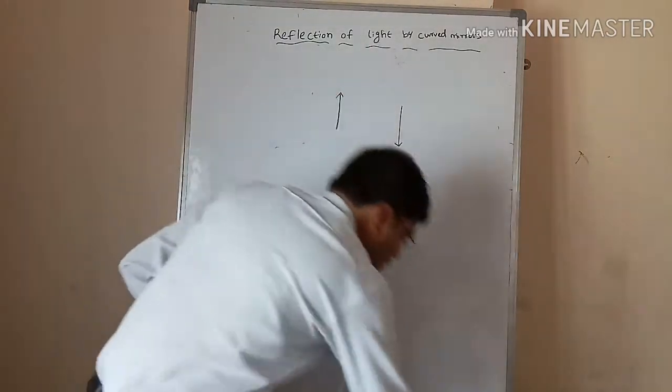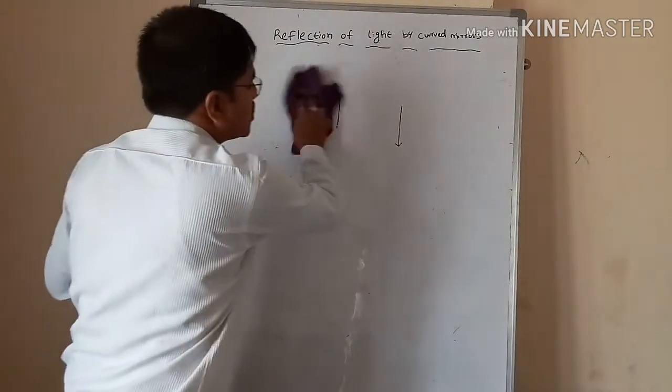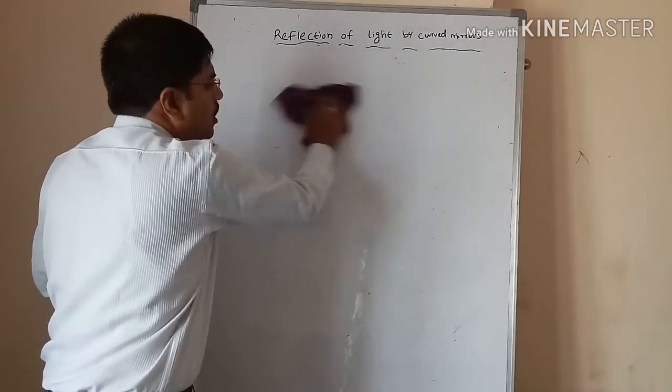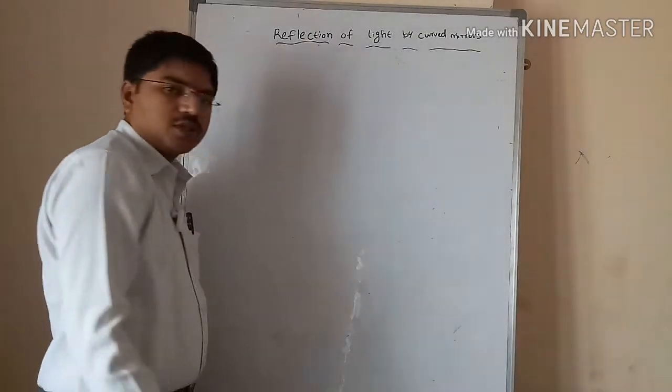We also have sharp images. Sharp images means where we get a clear picture. Clear. Same object.